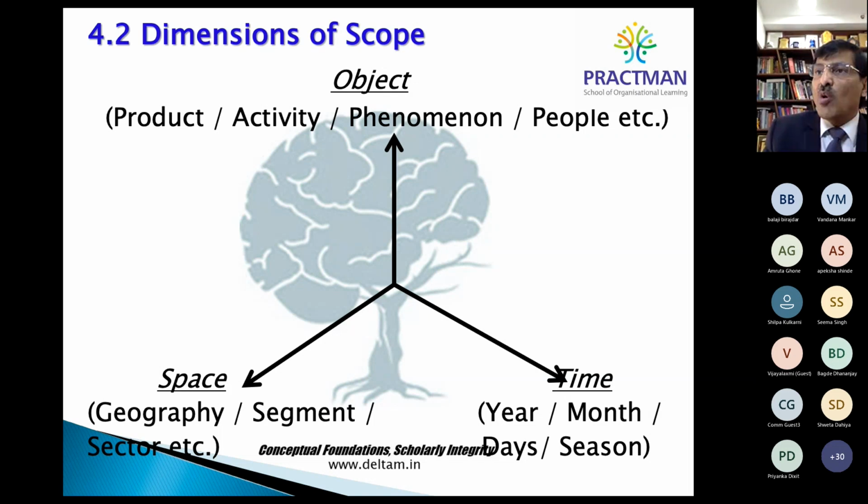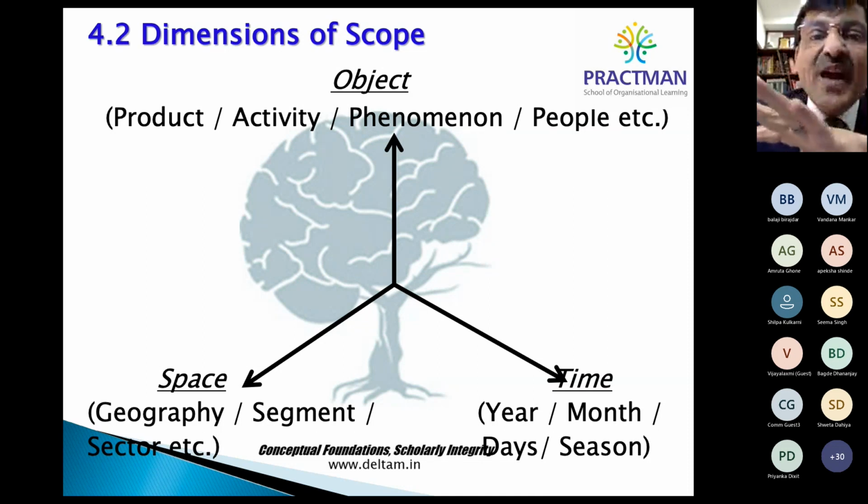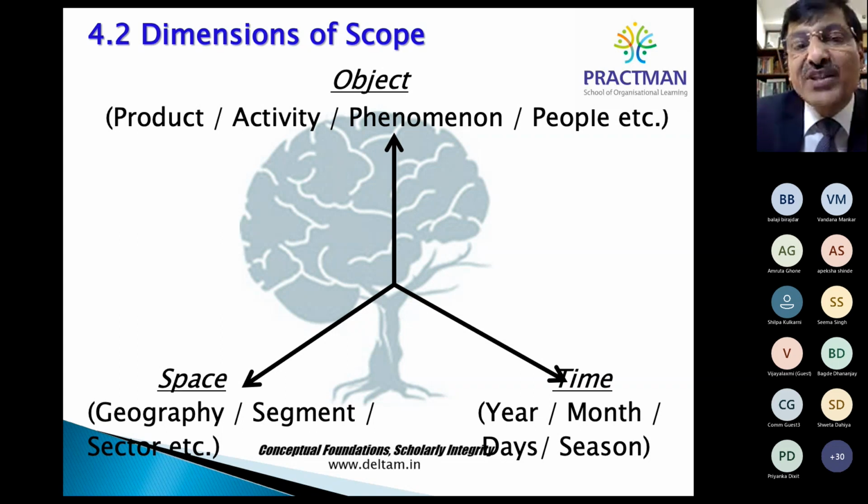The second dimension of your scope may be the spatial dimension. Which geography you are covering, which segment you are covering, which sectors you are covering. The third dimension of your scope may be time. Which year, which month, which days, which season you are trying to study. Not necessarily does every research have all three dimensions, but in general, when you define scope, these are at least the three areas in which scope needs to be defined.